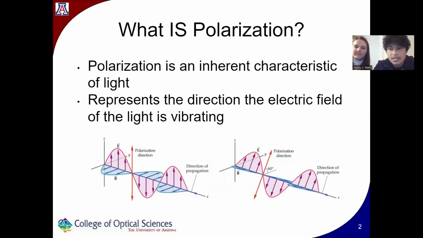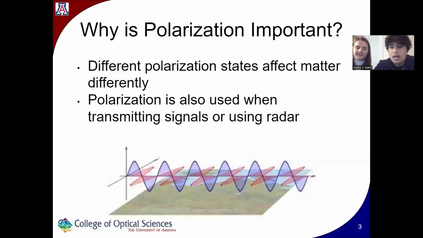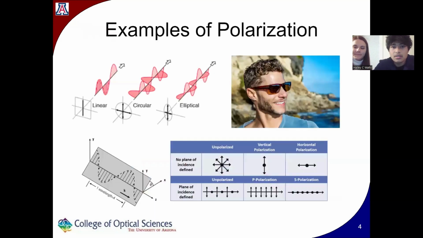So before we answer why is sunlight polarized, let's talk about what is polarization. Polarization is an inherent characteristic of light, such as brightness or intensity, and it just represents the direction the electric field of light is vibrating. Why is this important? Why do we care about this? Different polarization states affect matter differently. It's going to affect the matter's reflection, transmission, and absorption, depending on the polarization. It's also used in transmitting signals, so like in phone devices or in radar, so like US defense.